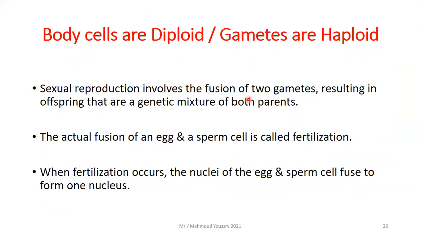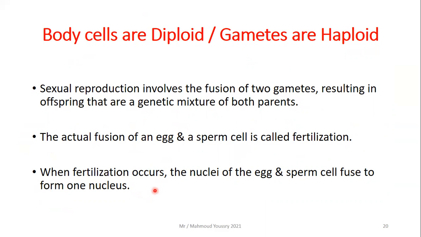Sexual reproduction involves the fusion of two gametes, resulting in offspring that are a genetic mixture of both parents. These offspring are genetically unique because this is a mixture of both parents. The actual fusion of an egg and a sperm cell is called fertilization.